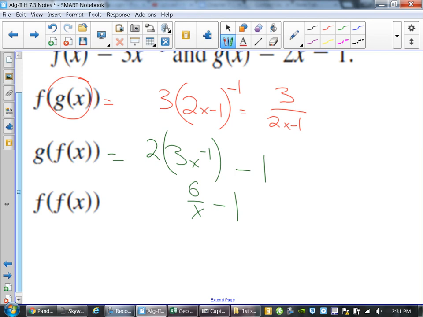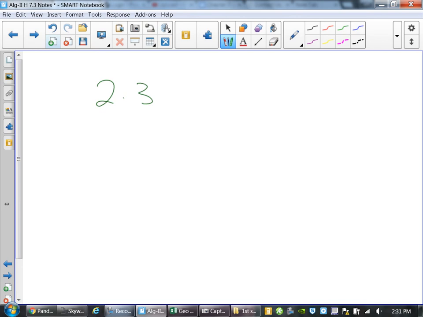What's that? Is the 2 raised to the negative? Is the 3 raised to the negative? What's the only thing raised to the negative? X. Okay. Why don't you multiply the x by 2? I did. Oh, okay. That makes sense. See what I did?